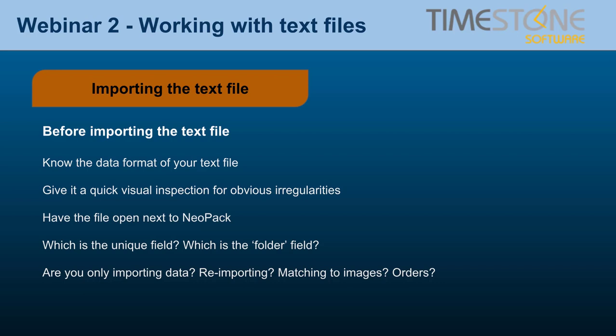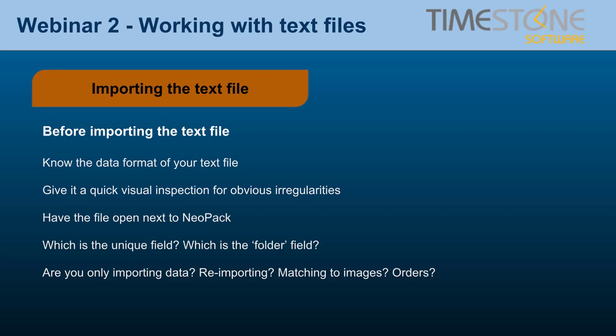Have the file open as you import it. There's no share violation. Neopack will happily import the file even though it may be open in Excel or somewhere else. Windows won't complain and give you a share violation. Importantly, have an idea of what your unique field is. Most times in school photography, for example, you are going to have a unique field, the student ID. Identify which one it is, because you'll need to tell the software that. Identify which field you'll use to make folders if that's what you want to do.